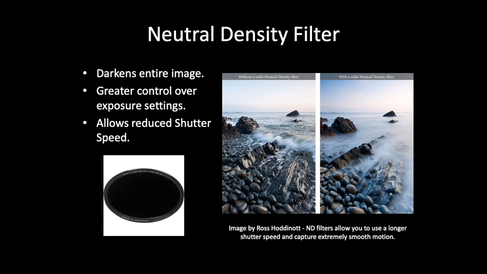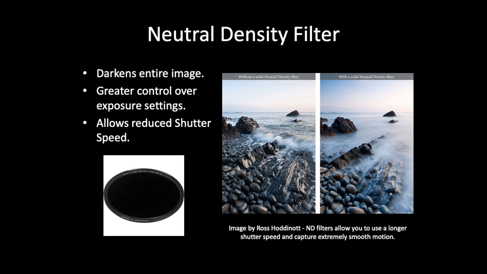You can use, for example, a 6-stop ND filter that will slow your shutter speed by 6 stops, which means that you have 6 times less light entering your camera. And it is what makes the water look all feathery and nice, like on the image on the right-hand side.